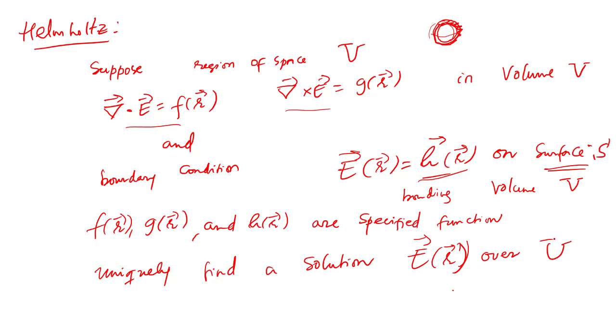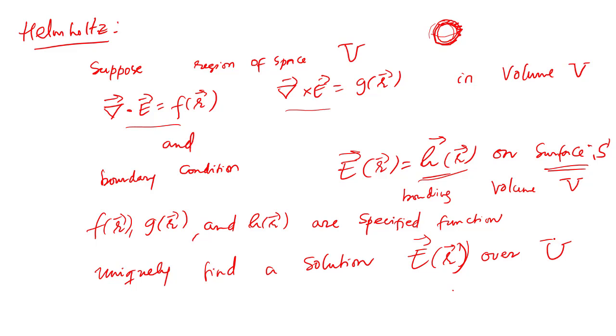So to restate the Helmholtz theorem, if you are given del dot E and curl E within a volume, and you have a boundary condition that defines the electric field on the surface, and these things f, g, and h are specified functions, then you have a unique solution to E.